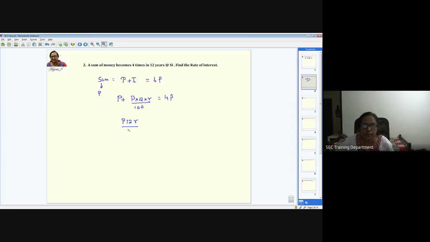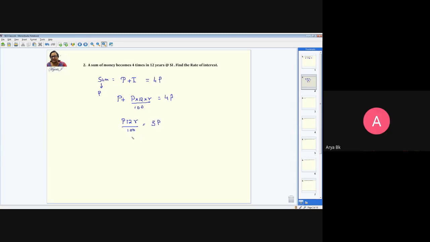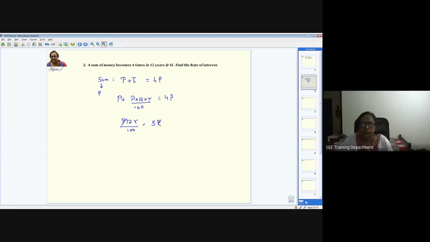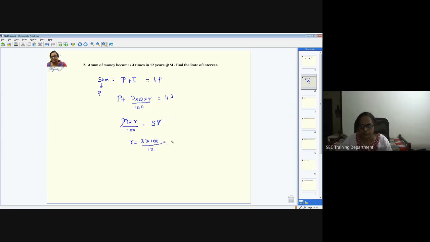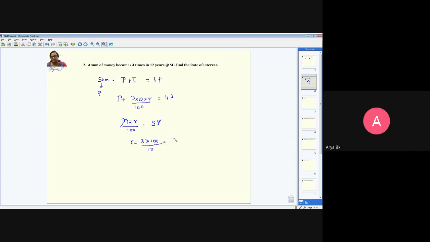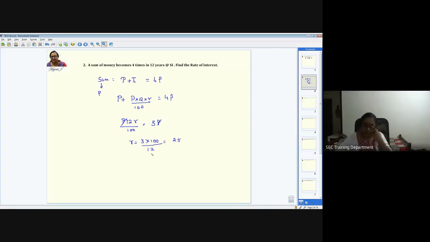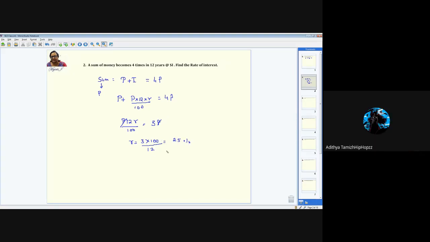12 into R divided by 100 becomes, this comes to this side and then that will be 3P. You can cancel these two and you will find the rate of interest. So R alone you have to find. So this P will be here into 100 by 12. So what is it? 3 by 12 is 1 by 4. 100 by 4 is 25%.